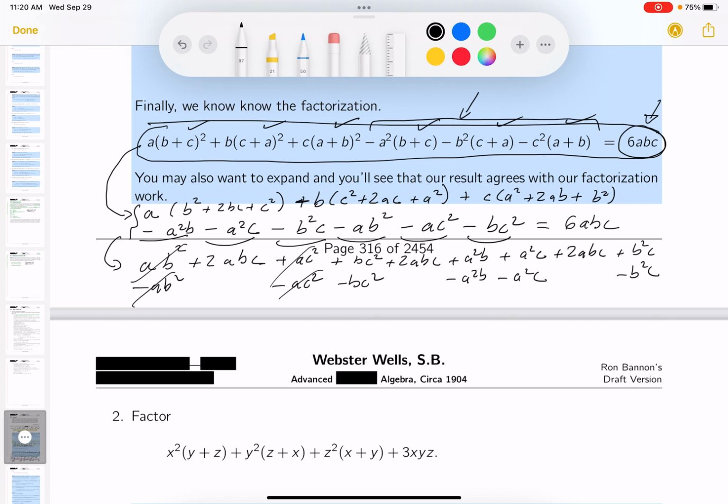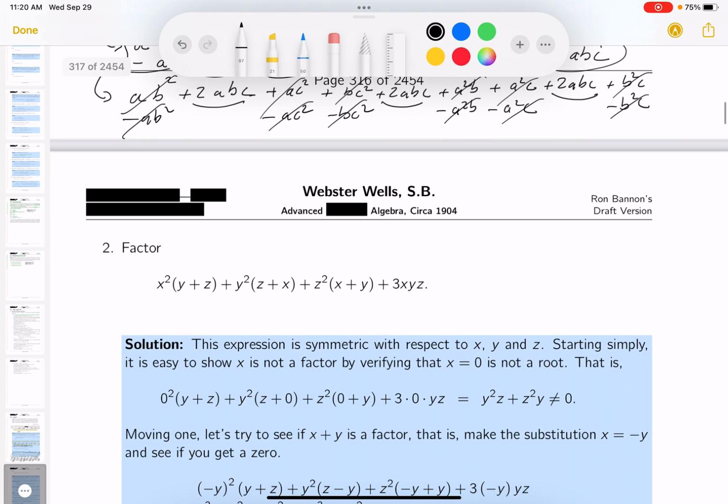Disappears, disappears, disappears. And we left off with two of these, two of the same thing. Wow, there's 6 of them. Exactly as we expected. All right. We're not expecting to do that, by the way. We're just not expecting it.